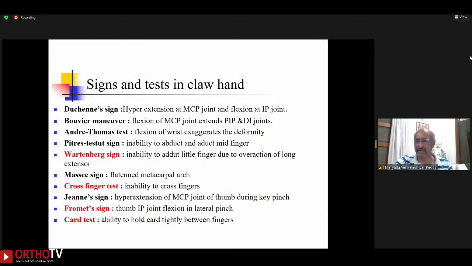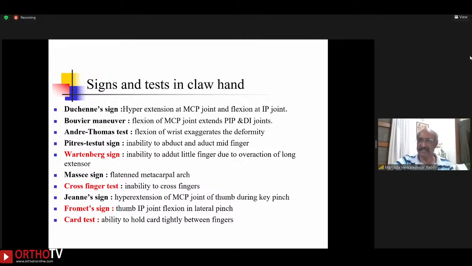There are about 10 tests given. You don't need to know all of them, except sometimes the examiner will ask, do you know any one of them? Either you can say yes or no, but nobody is going to fail you because you don't know all these tests. But a certain test which is very popular with the examiner is Wartenberg's sign, which is nothing but the unopposed action of the long extensor that will deviate the little finger away. So the little finger will always be to the side.